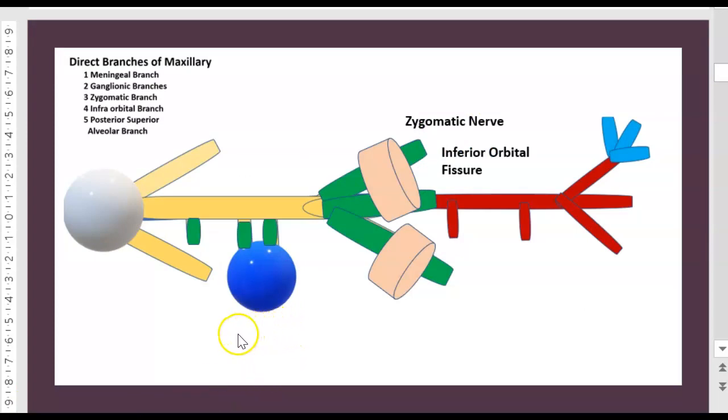What are the direct branches of the maxillary nerve? There are five branches of the maxillary nerve. The first one is meningeal. The second one is ganglionic branches. The third one is zygomatic branch, then infraorbital branch, and posterior superior alveolar branch. Five branches: meningeal, ganglionic branch, zygomatic branch, infraorbital branch, and posterior superior alveolar branch.